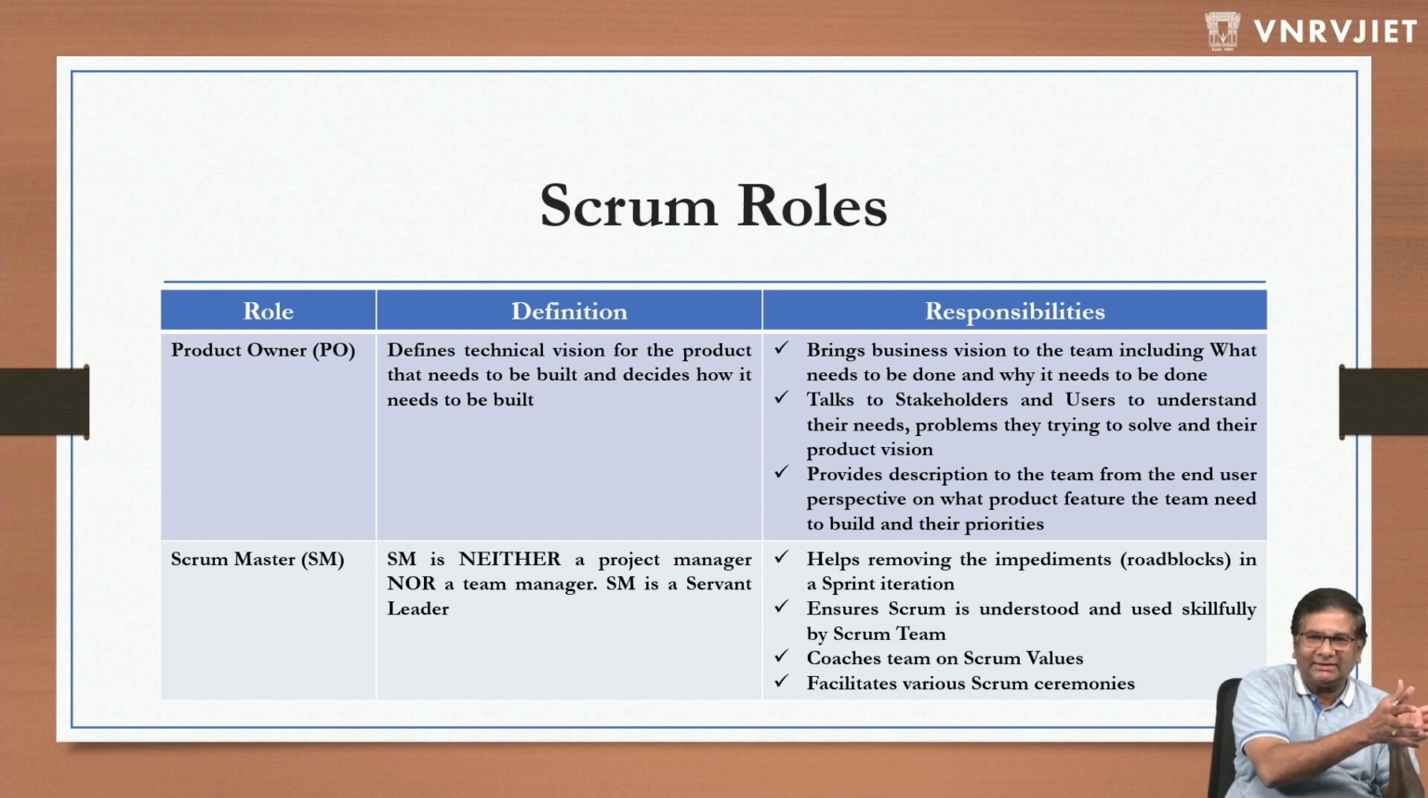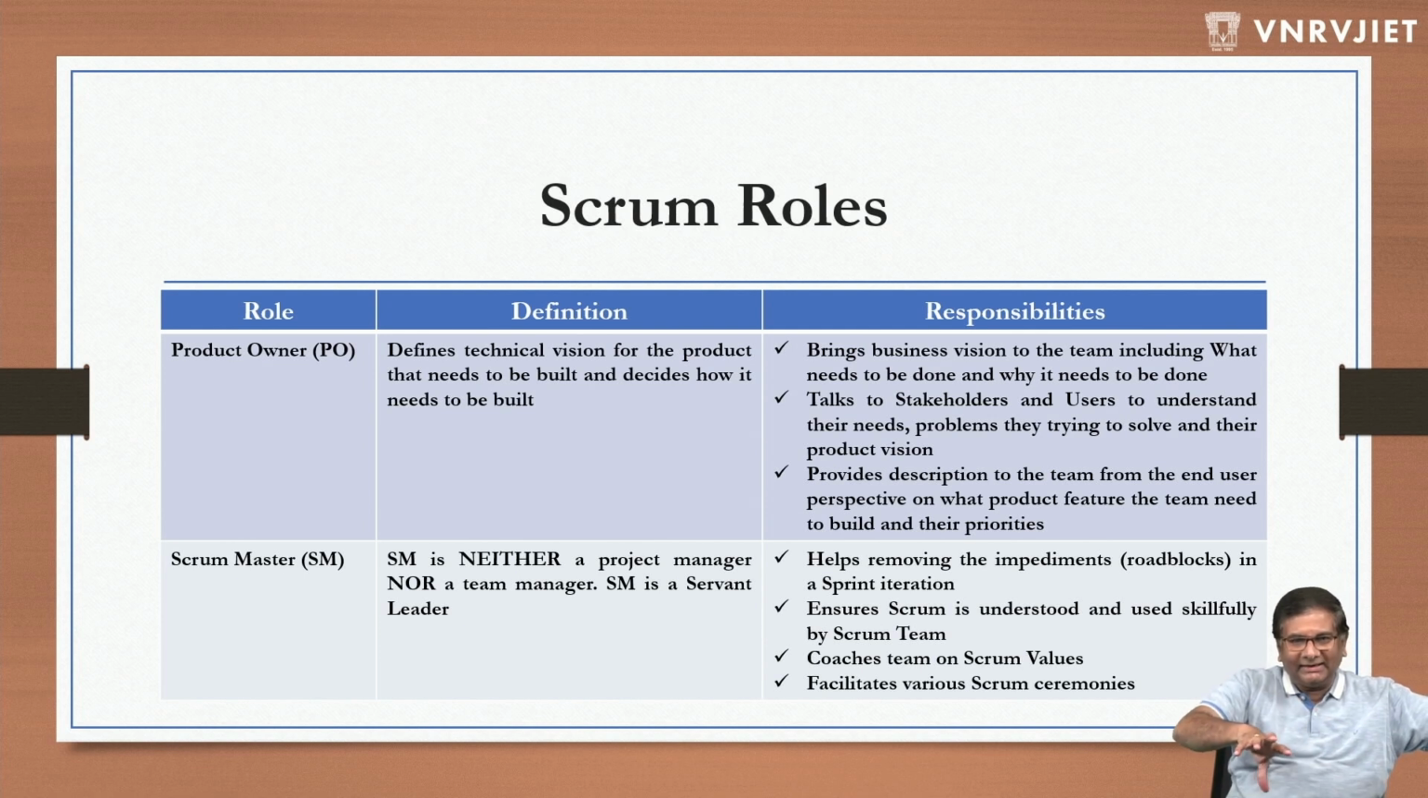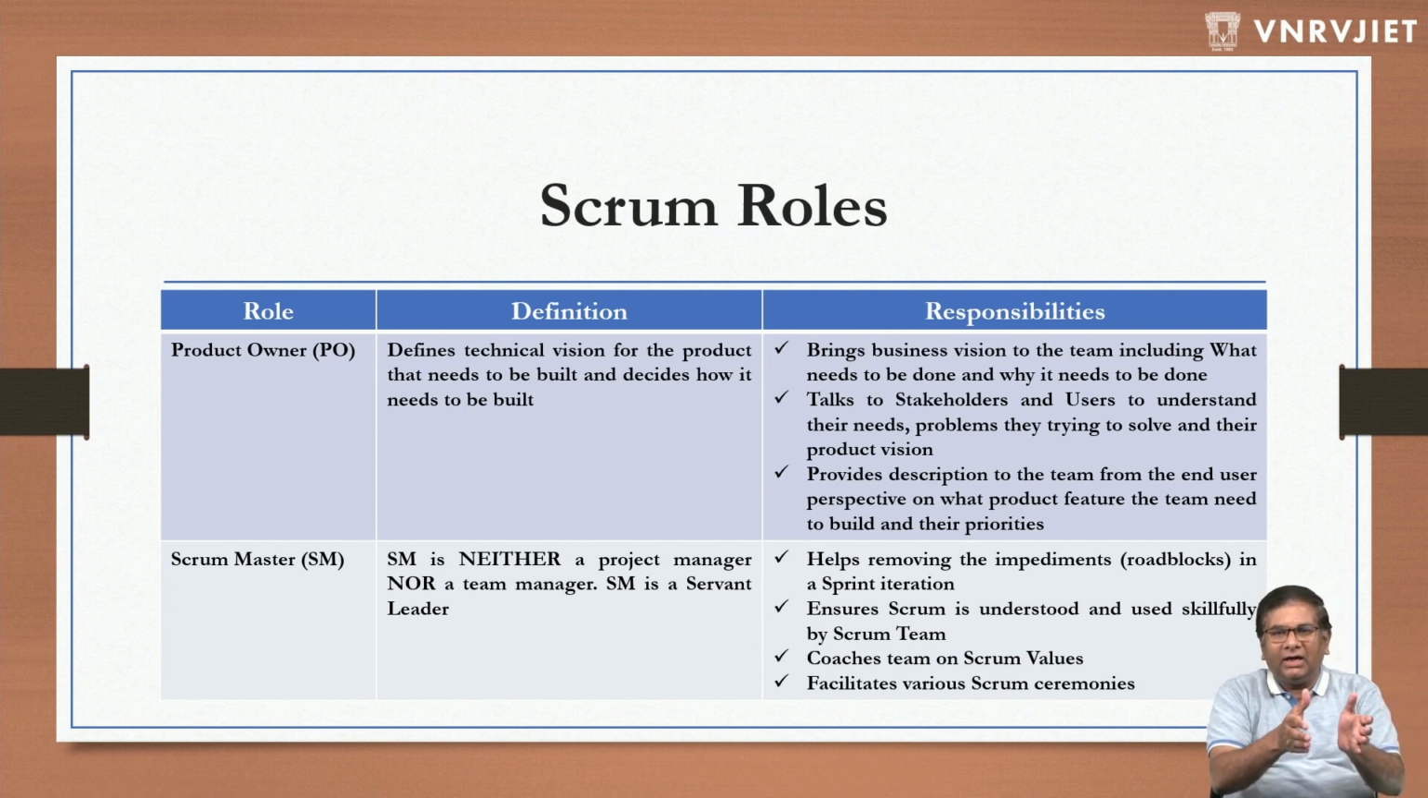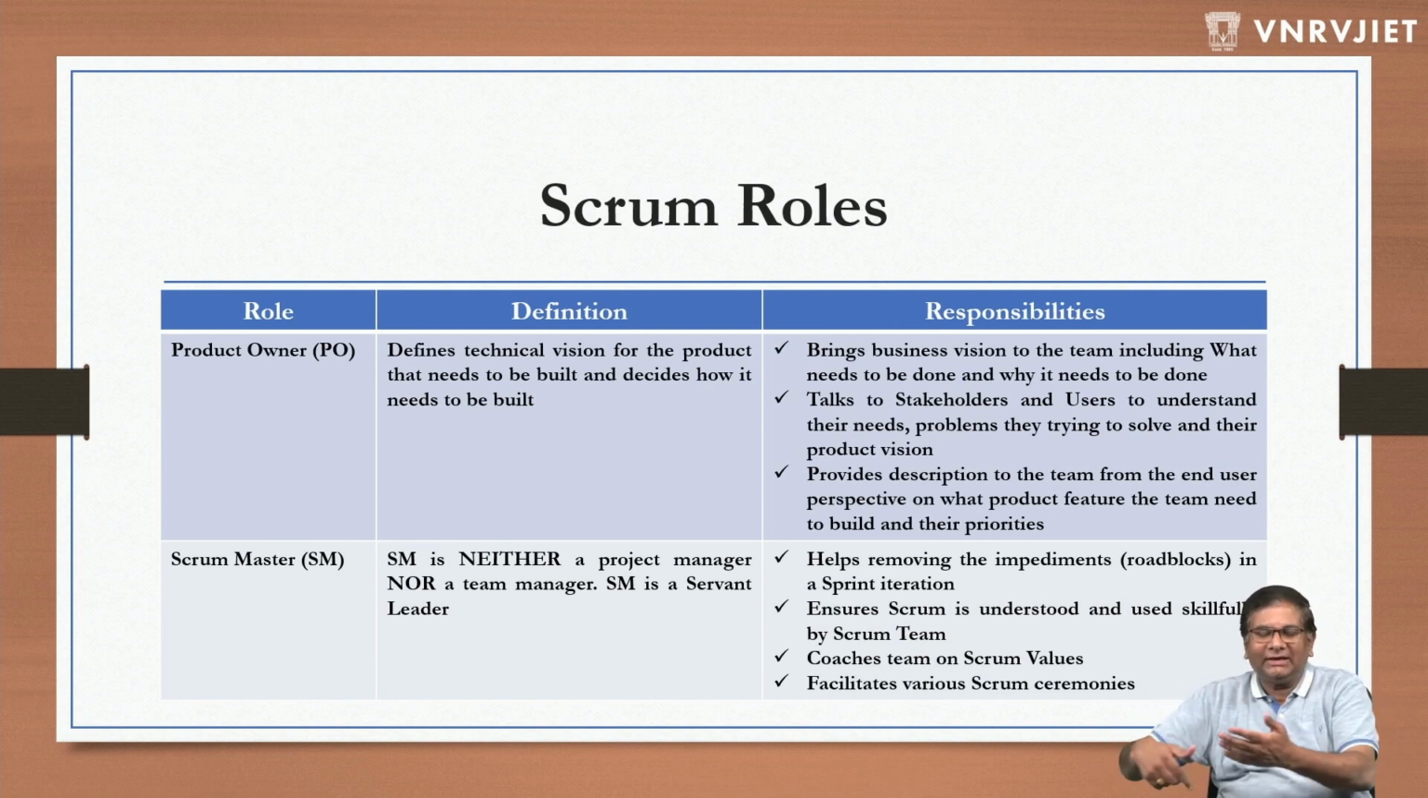All these things they will collect as knowledge. Talk to the stakeholders and users to understand their needs, the problems they are trying to solve, and their product vision. Similarly, provide a description to the team from the end user perspective on what product features the team needs to build, and their priorities. So basically, the product owner is a liaison between the actual business team and the technical team. He communicates with both of them, gets the vision and requirements, and converts them into stories or features, and gives it to the team so that the team can work on it.